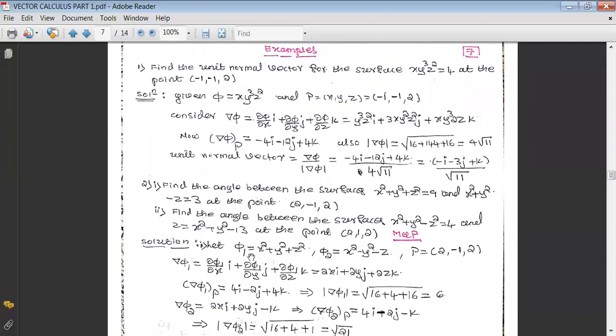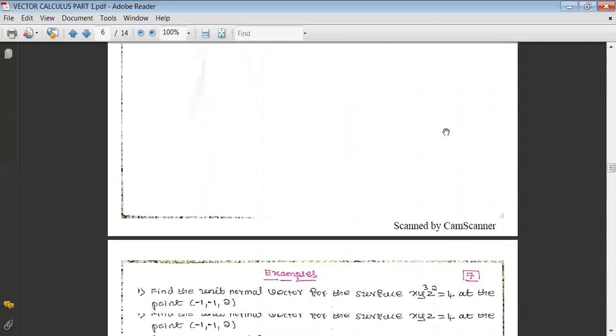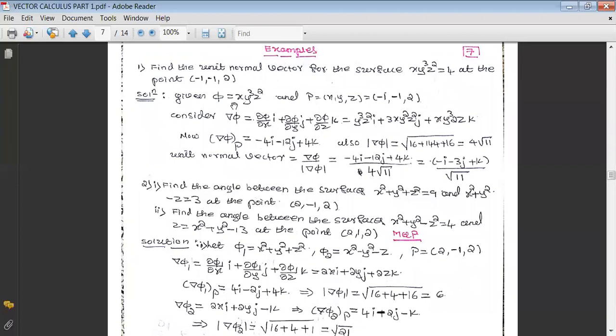Now let us discuss the first example, and the question is, find the unit normal vector for the surface x y cube z square equals 4 at the point (-1, -1, 2). The unit normal vector is given by del phi divided by magnitude of del phi. First phi is known and the point p is also given, that is (-1, -1, 2).